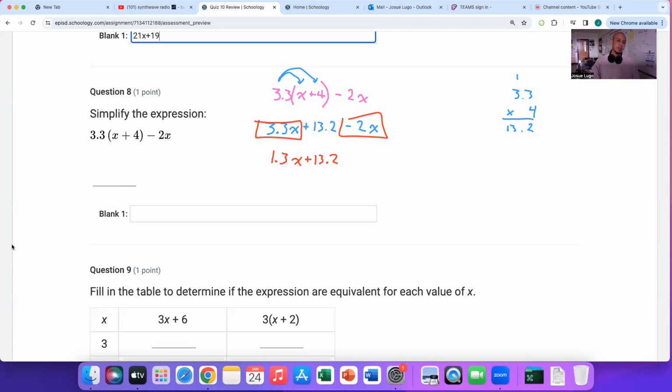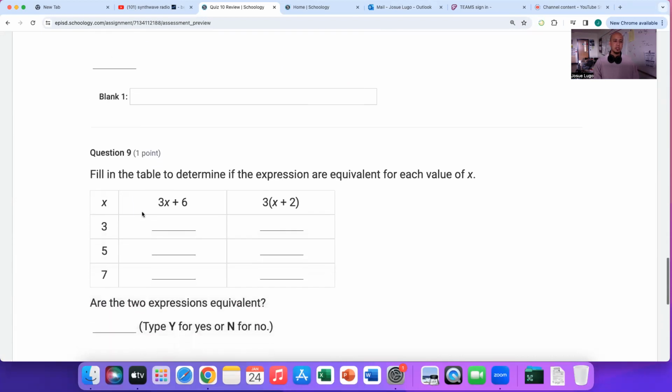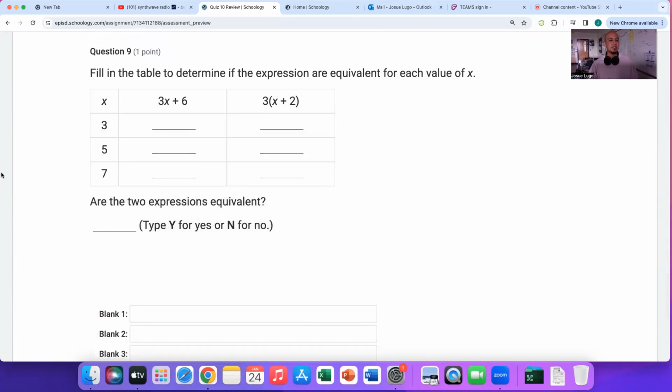Finally, ladies and gentlemen, we have question number 9, which says fill in the table, but this time they give us a value of x. This is exactly what we did recently, where instead of the x, I'm going to substitute it with the given x value. So here, both of these, I'm going to replace the x value right here and right here with the number 3. All right, so here we have 3 times 3, because that's the x, plus 6, and over here we have 3 times (3 plus 2). Again, notice that all I did is I replaced the x with the given value. So here it says x equals 3, so that's why I put a 3 right here and a 3 right here. Let's work it out.